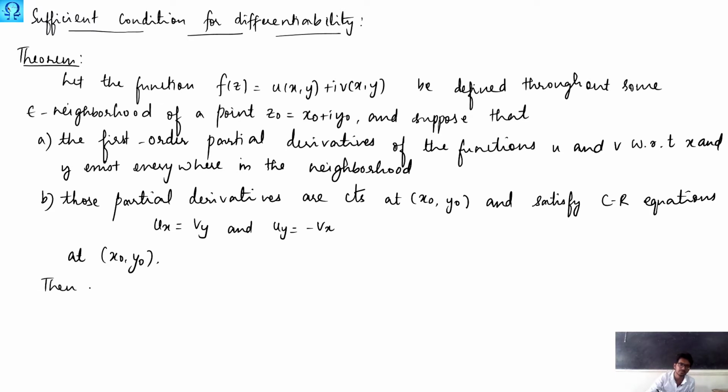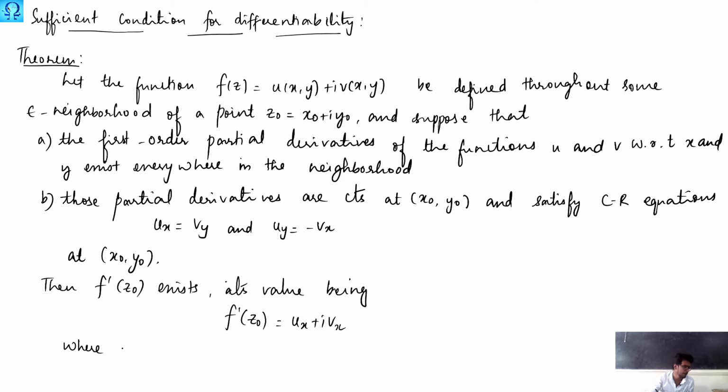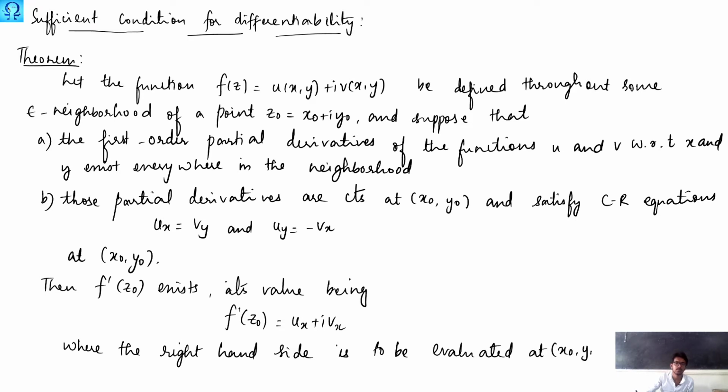Then your f prime evaluated at z naught exists and its value, f prime evaluated at z naught, is going to be u x plus iota times v x, where the right hand side, that is your u x and v x, is to be evaluated at x naught, y naught.